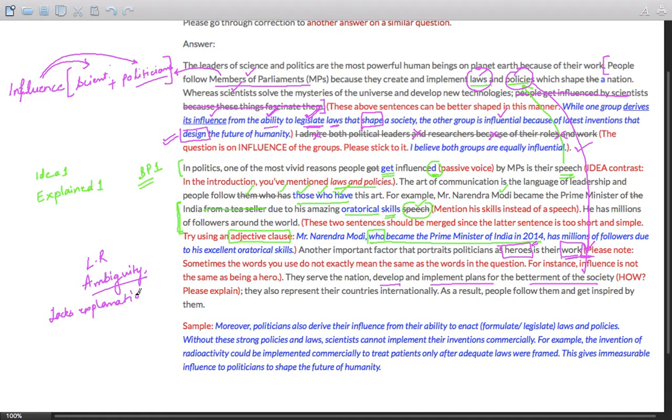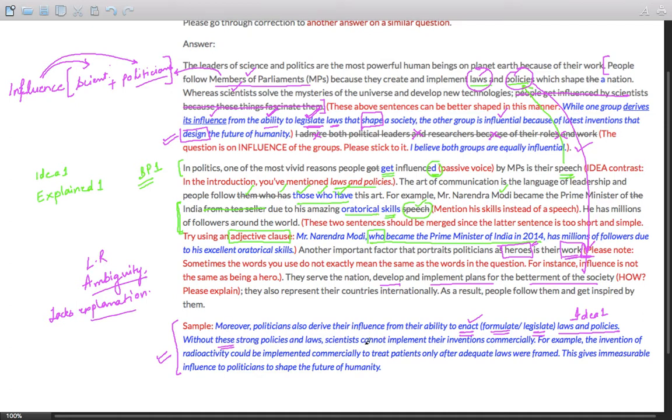Okay? So I've written a sample over here. Moreover, politicians also derive their influence from their ability to enact, formulate, legislate laws and policies. So this is collocation, and this is using the right words that builds your vocabulary score. Without these strong policies, now this is the idea, idea one, and I'll be explaining this idea in further sentences. Without these, 'these' is used as a referencing device.